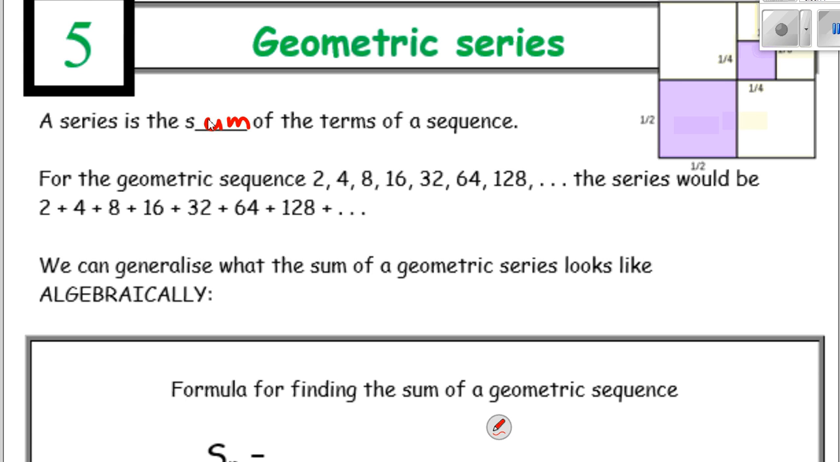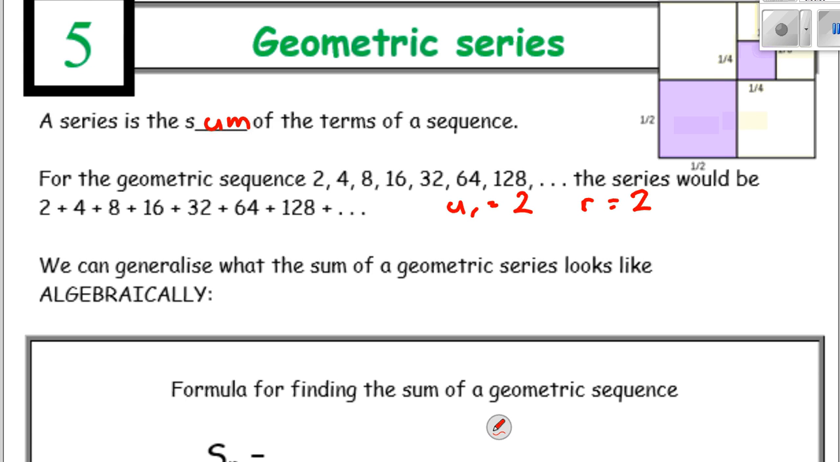So for a geometric sequence, that's the sequence, and the series would be this, when you're adding them all together. So that's the sequence, that's the series. Out of interest, what's the U of 1 in that sequence? Yeah, good. And what's the R in that sequence? Exactly 2, because it's exactly what you're multiplying by each time. So we're doubling each time.